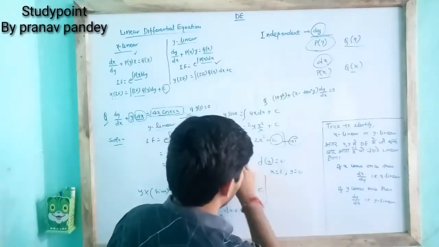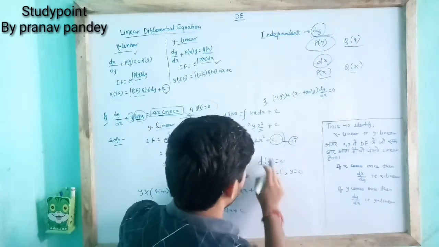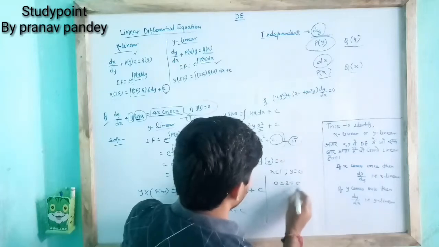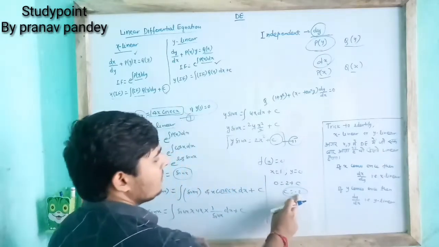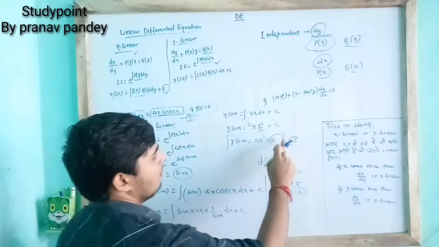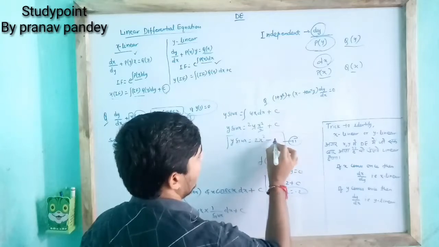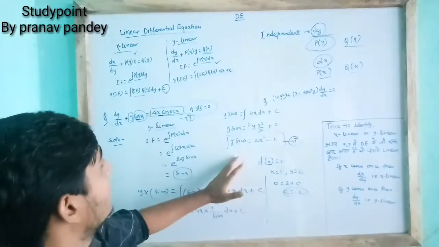So what we will do? Put the value y is equal to 0, whole value becomes 0, and x is equal to 1, so it becomes 0 is equal to 2 plus c, so we get c is equal to minus 2, and in place of c we will place the value minus 2. So we are going to put here minus 2. So this is our required differential equation.